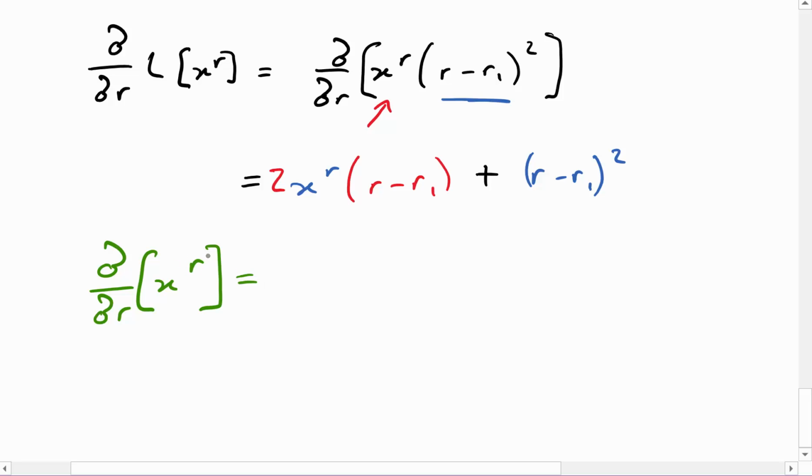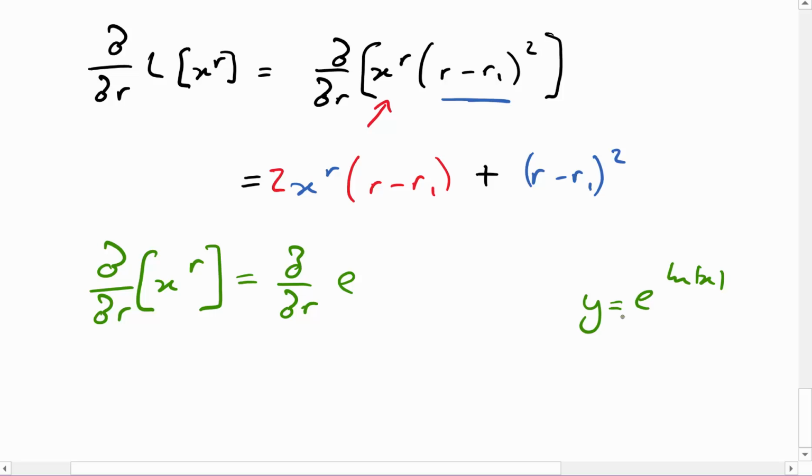The problem is that r is the power. The only thing I know how to differentiate where the variable I'm differentiating with respect to is the power is when this is to the base e. So I want this thing written to the base e. Well, I can do that if you remember that e to the power of natural logarithm of x. What's that equal to?